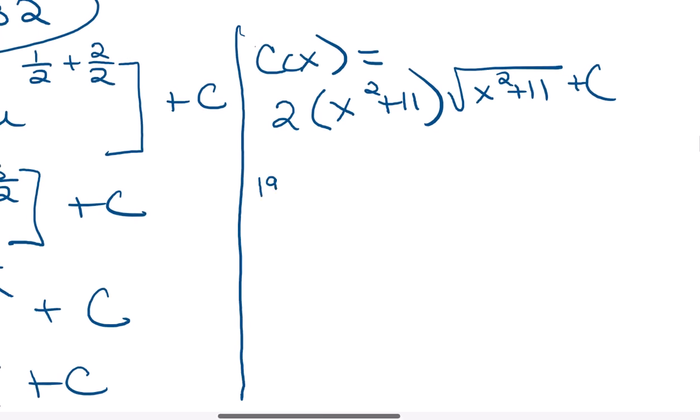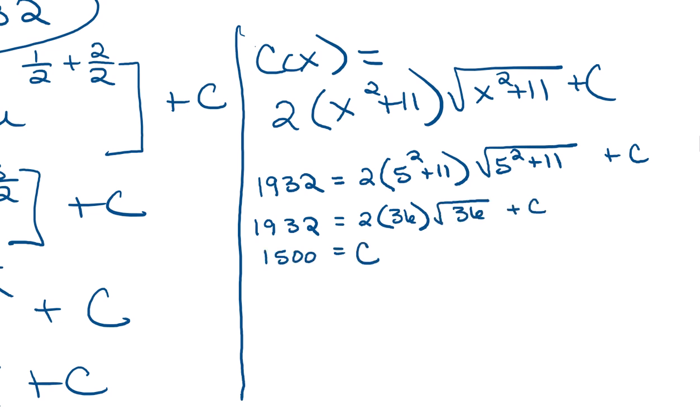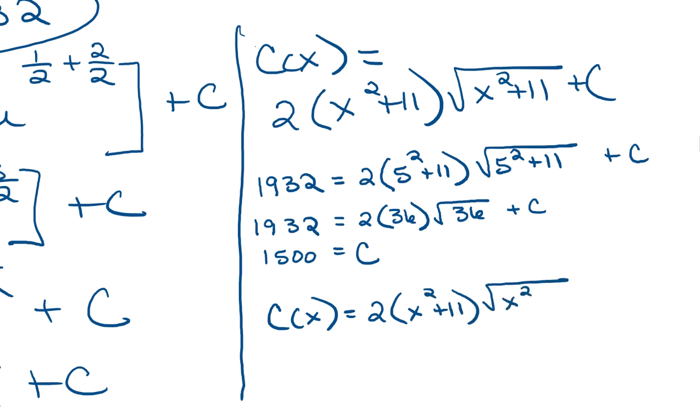So 1932 equals 2 times (5 squared plus 11) times the square root of 5 squared plus 11, plus c. And then simplify. So we get c to be 1,500. So that means our cost function is 2 times (x squared plus 11) times the square root of x squared plus 11, plus 1,500.